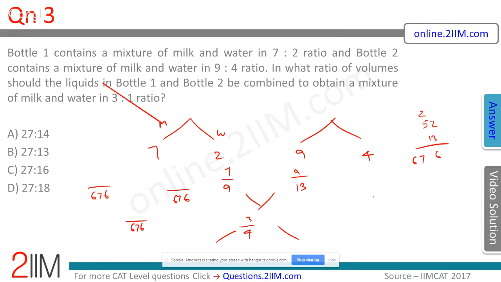Let me do this. 3/4 minus 9/13. LCM is 52. 39 minus 36, so 3/52. This side is 3/52. Now 7/9 minus 3/4. So this is something by 36, 28 by 36 minus 27 by 36. This is 1 by 36.